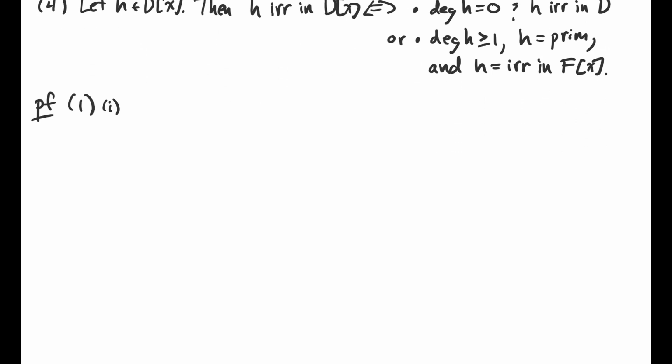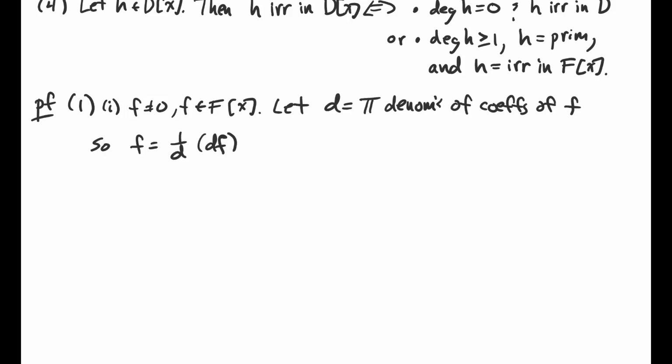All right, part 1, the first statement that we had. So start with f non-zero. You could do this in a smarter way to get least common multiples, but why be more careful than you have to be? Just let d be the product of all the denominators of the coefficients of f. Once you do that, then you can factor off the 1 over d there. And you can write f as 1 over d times df, of course. But then this term here is in D[x] because I killed all the denominators.